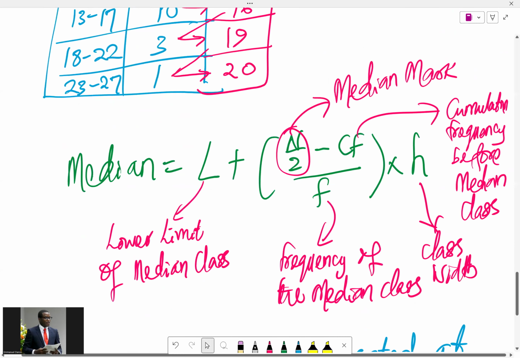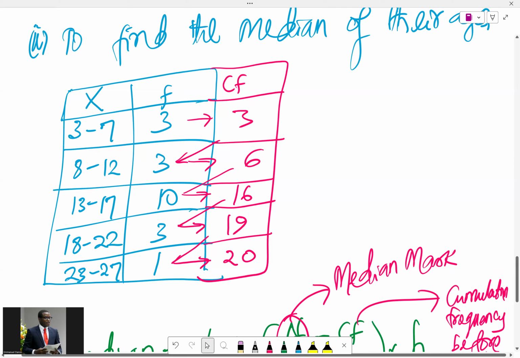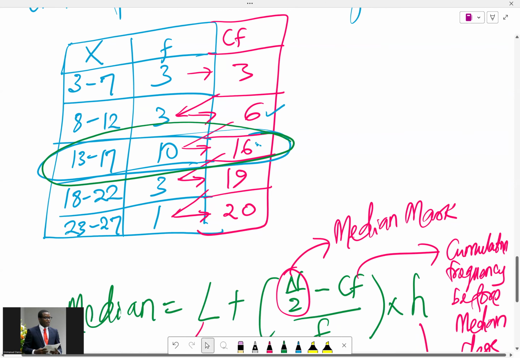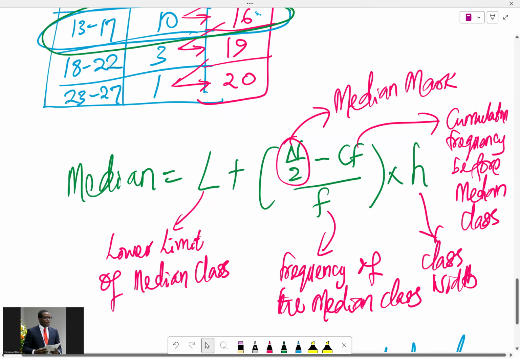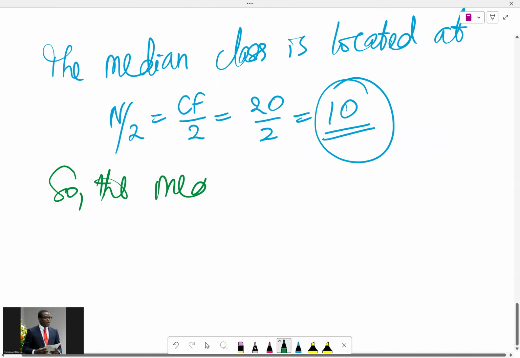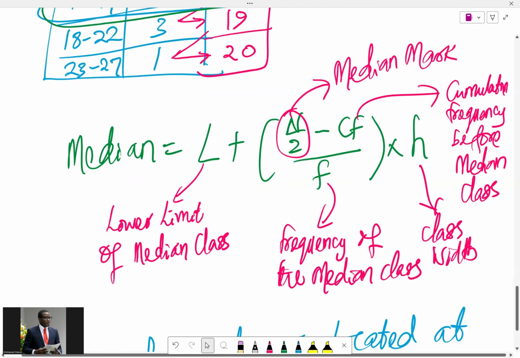Up to this point you have 6, but inside the next class you have 7, 8, 9, 10, 11, 12, 13, 14, 15, 16. So automatically this is the median class, because the 10th cumulative frequency is in this range. The median class is 13 to 17. So this is the median class now.